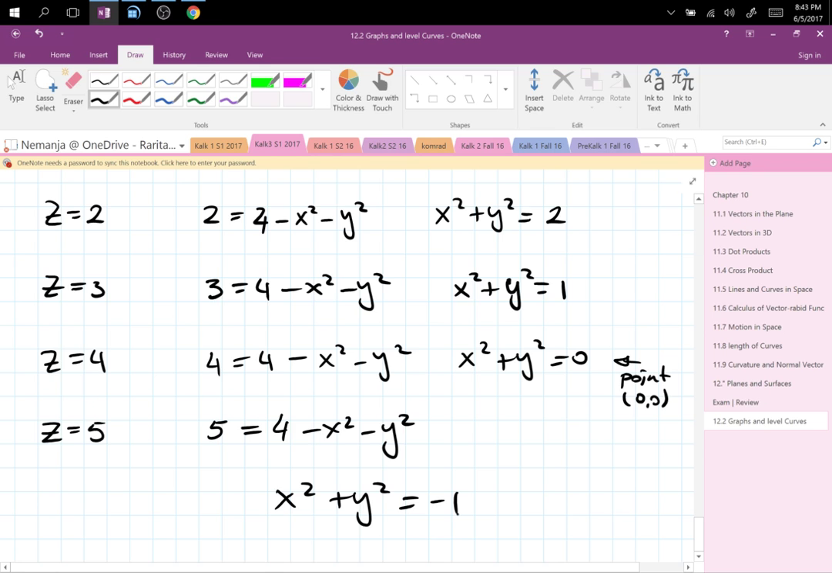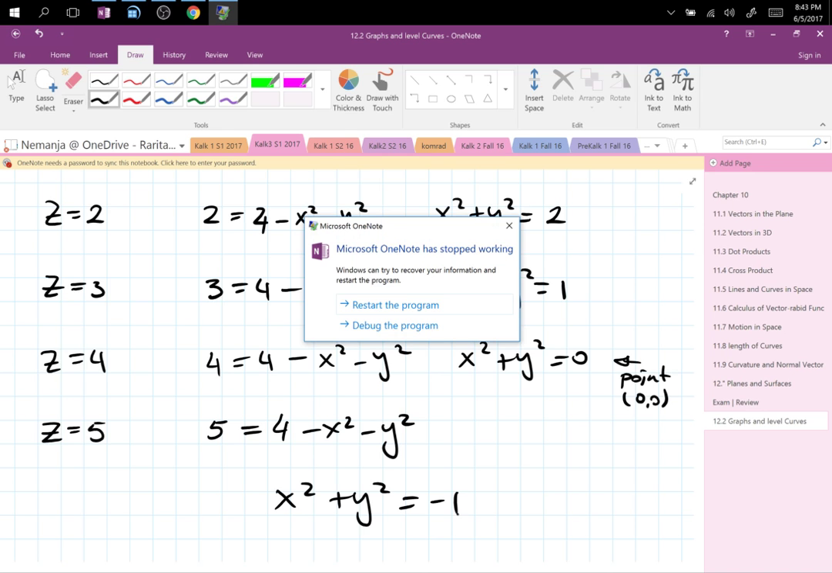Hold on, any number that is squared is positive. When you add two positive numbers, there is no way in hell to get a negative number.